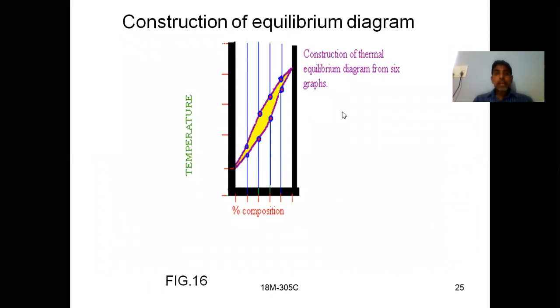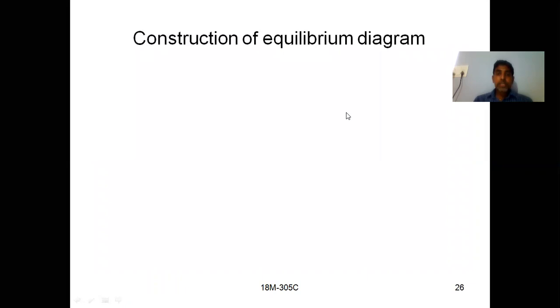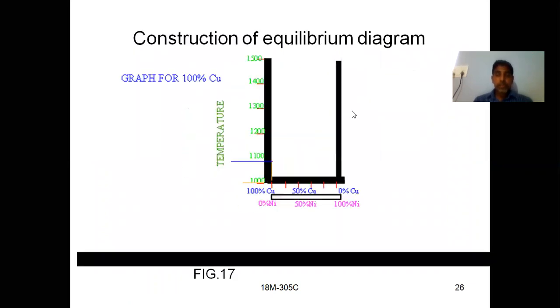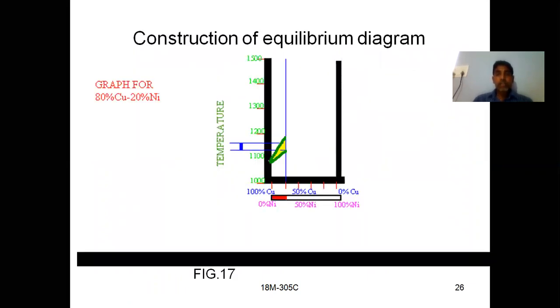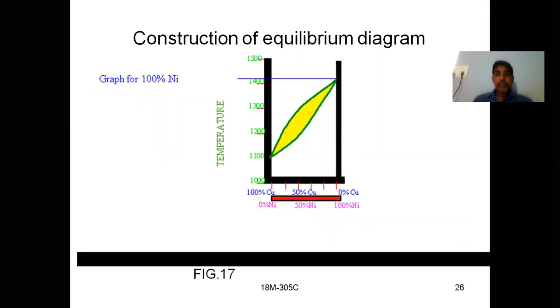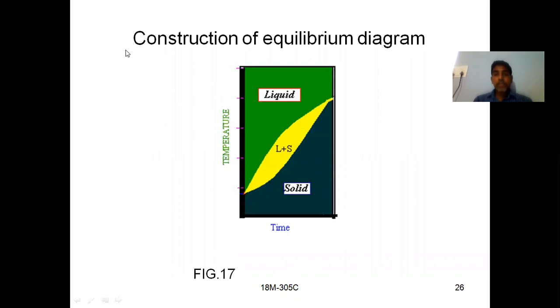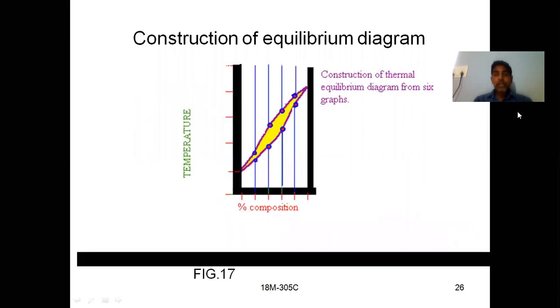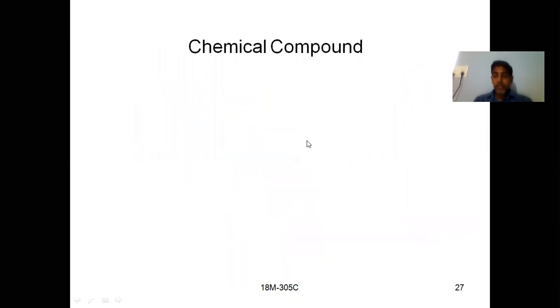See here, construction of equilibrium diagram. Just see this one, how the equilibrium will be. This is the equilibrium diagram. Here you have liquid. I will show you.